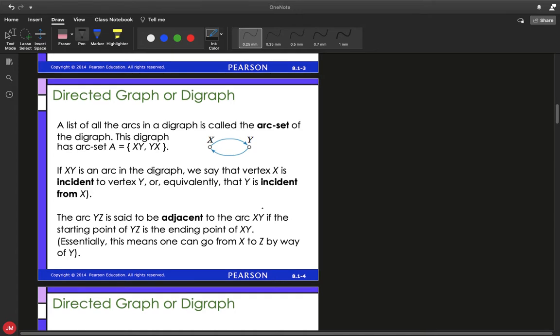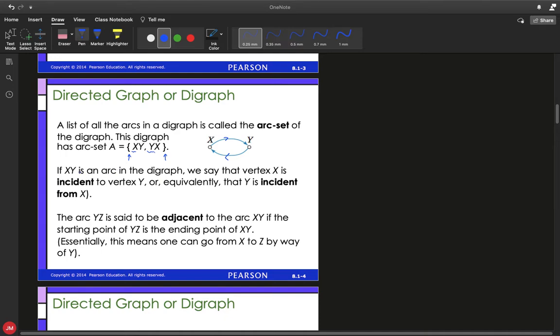Now, in a digraph, there's going to be a couple of things that we will want to discuss. First of which is what's known as the arc set. And so the arc set of a digraph is basically a set which lists all the arcs. For example, on this very simple digraph where you have x going to y and also y going to x, then you would have both the arcs xy and yx as part of your arc set. When we write the arc set, notice that we use these squiggle brackets in order to indicate that it's a set, and then we simply list out the different arcs separated by a comma.